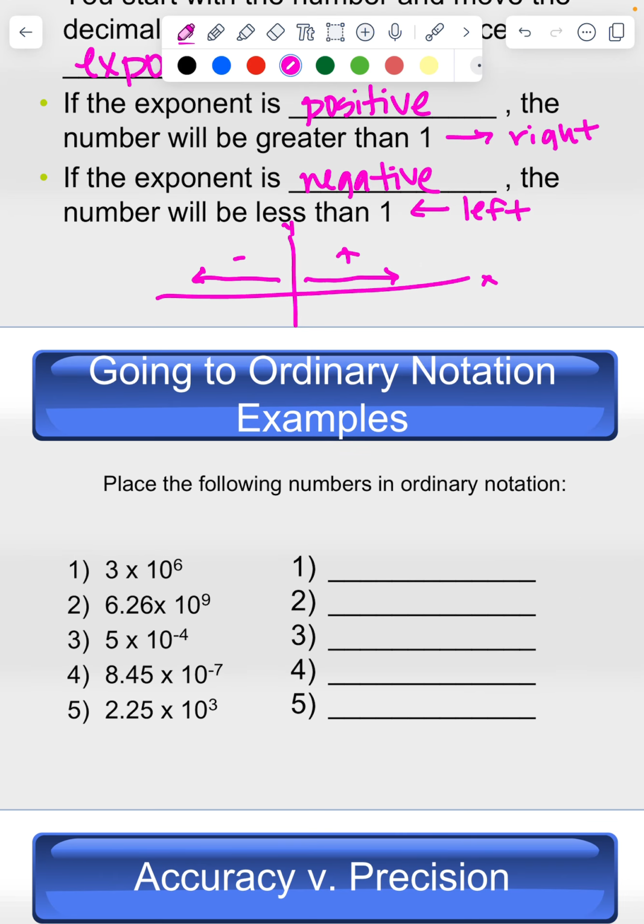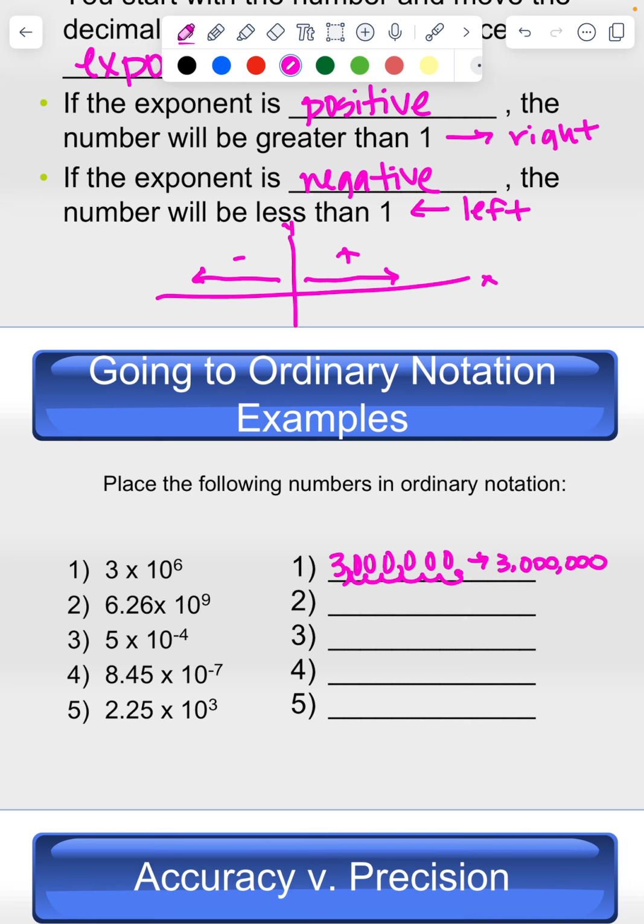So we have 3 times 10 to the 6th. That positive exponent tells me that I have a number that's greater than 1. So I'm going to move that decimal place 6 places to the right. So I have 3, 1, 2, 3, 4, 5, 6. Now I'm going to add zeros for all of those. Whenever you're writing this, I would love for you to go ahead and put the commas. So there's a comma after that, there's a comma after that. So this would be 3 million.